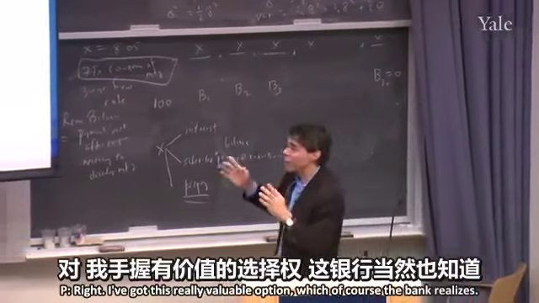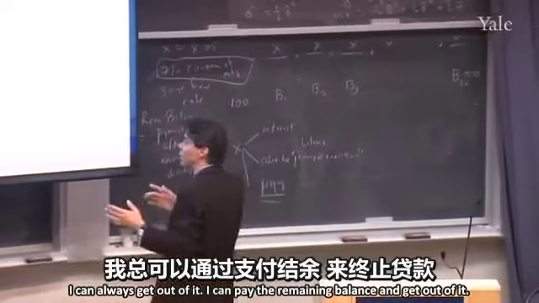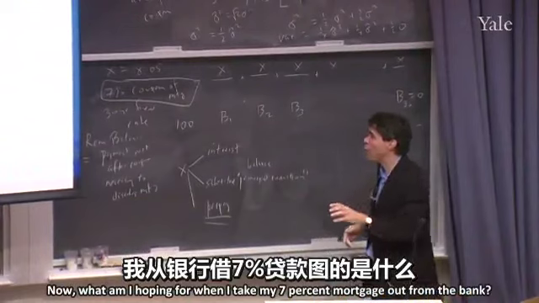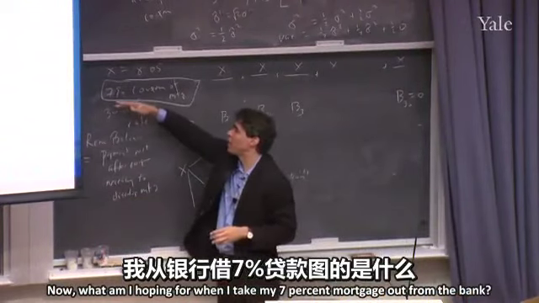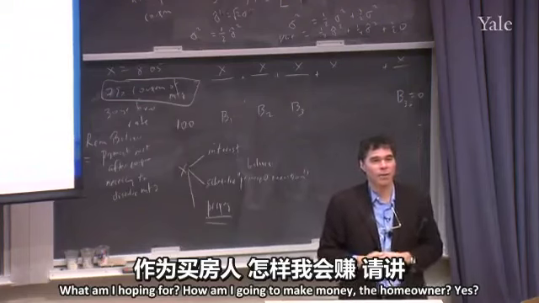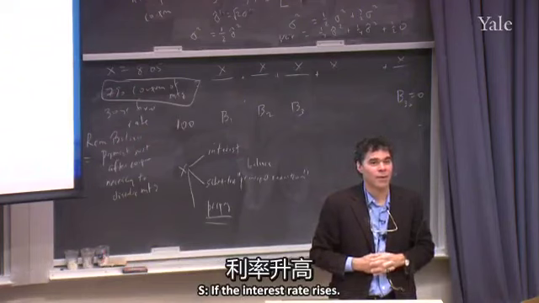Right. I've got this really valuable option, which of course the bank realizes. I can always get out of it. I can pay the remaining balance and get out of it. Now, what am I hoping for when I take my 7% mortgage out from the bank? How am I going to make money, the homeowner? Yes? If the interest rate rises.